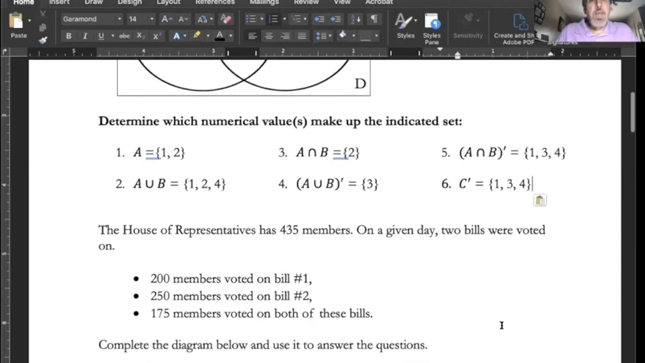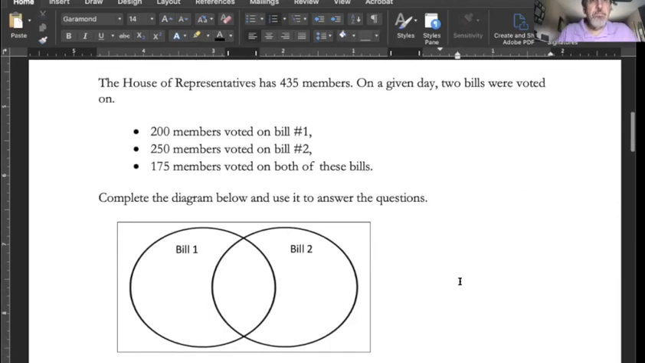Now let's apply that in a little more practical manner. Let's look at an example here. In Congress, you've got your Senate and you've got your House of Representatives. The House of Representatives has 435 members. So on a given day, 2 bills were voted on and 200 members voted on bill number 1. That would be all the people in this circle. And then 250 members voted on bill number 2. That would be all the people in this circle.